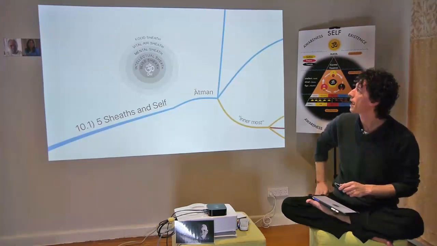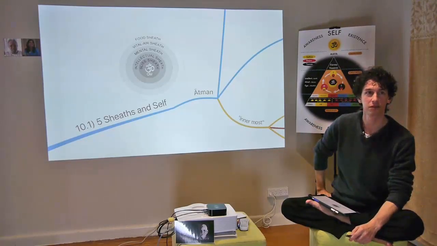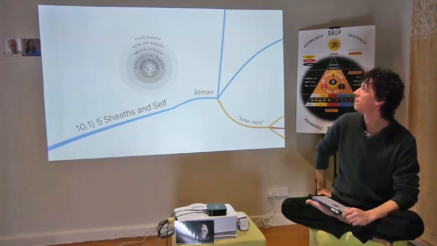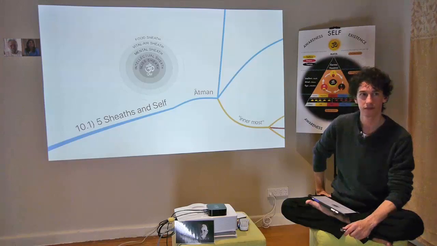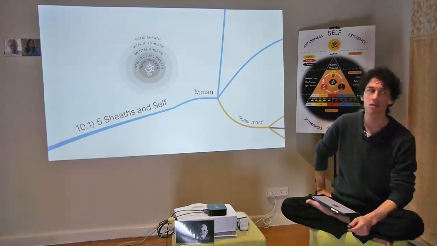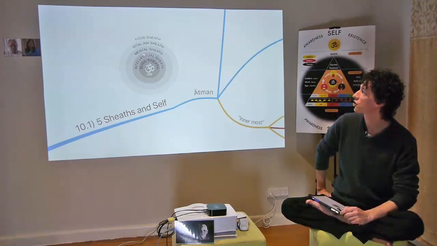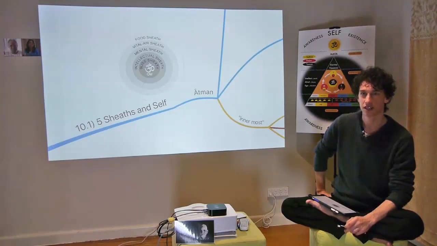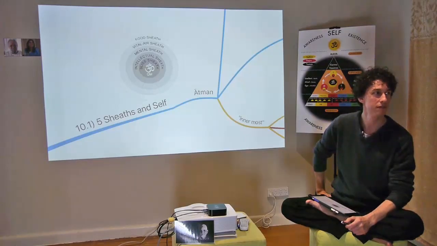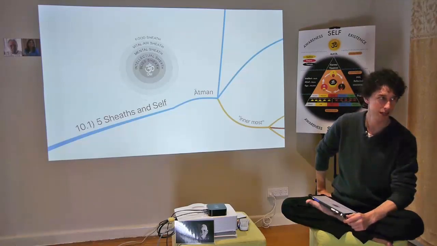Let's do a revision. Food sheath, annamaya kosha. Repeat. Annamaya kosha. Vital air sheath. Repeat. Pranamaya kosha. Mental sheath. Repeat. Manomaya kosha. Intellectual sheath. Repeat. Vijnanamaya kosha. Bliss sheath. Repeat. Anandamaya kosha. And Om is Atman.